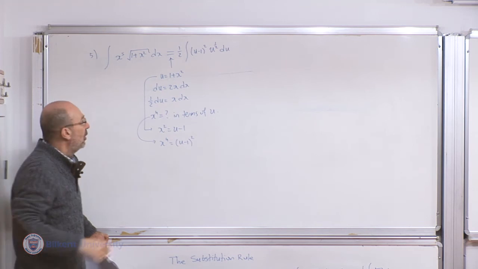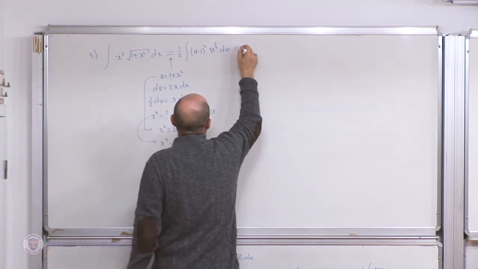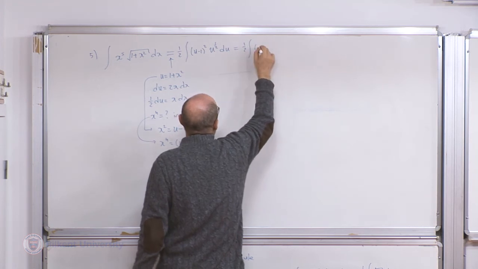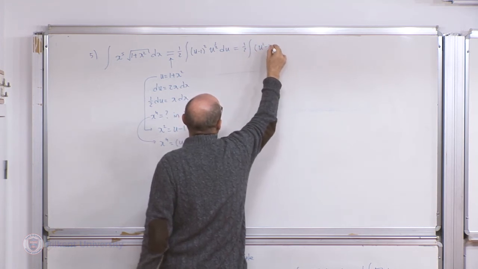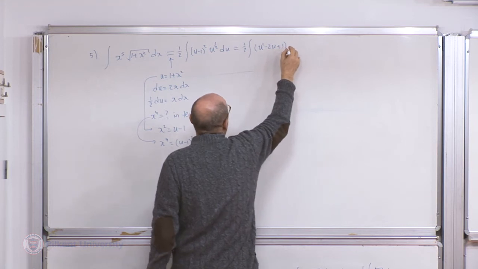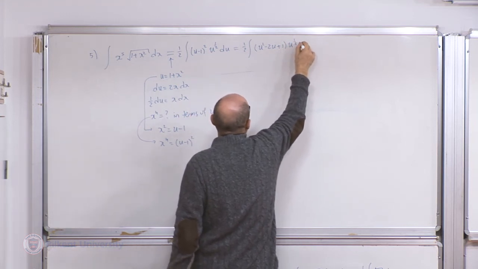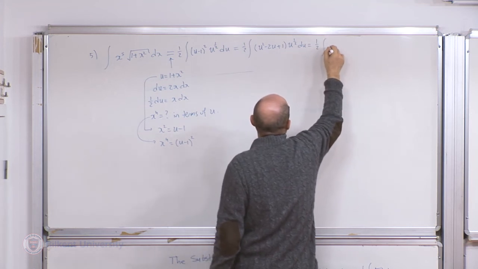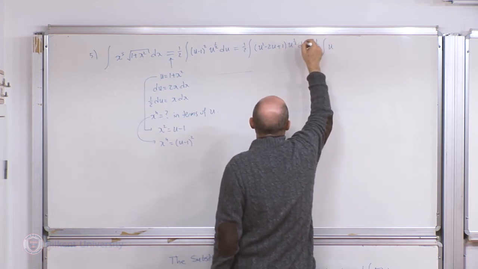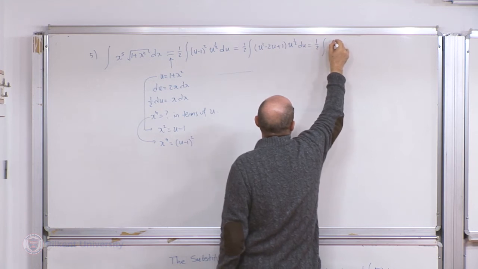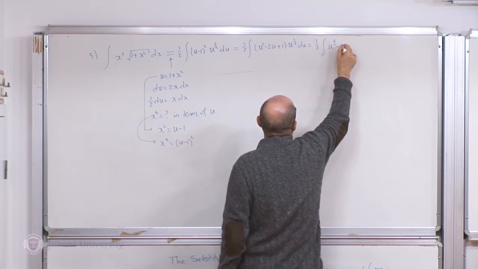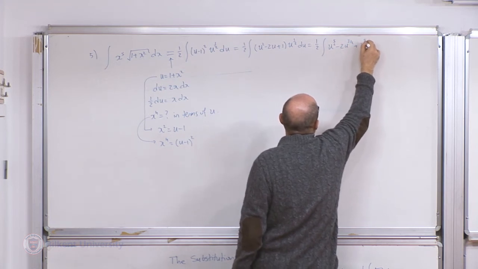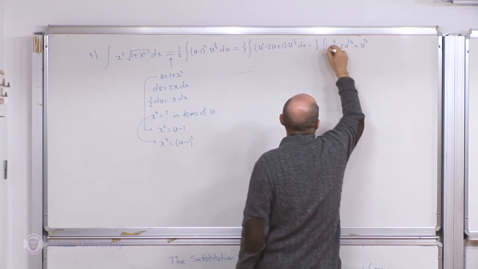Okay, now let's play with this. Let me do it in two steps. u minus 1 squared is u squared minus 2u plus 1, times u to the power 1 over 2 du. So this is 1 over 2 times the integral of u to the 5 over 2, since 2 plus 1 over 2 is 5 over 2, minus 2u to the 3 over 2, plus u to the 1 over 2, du.